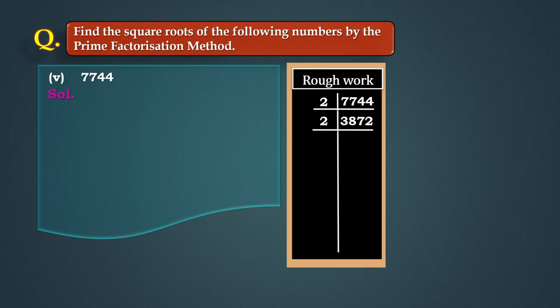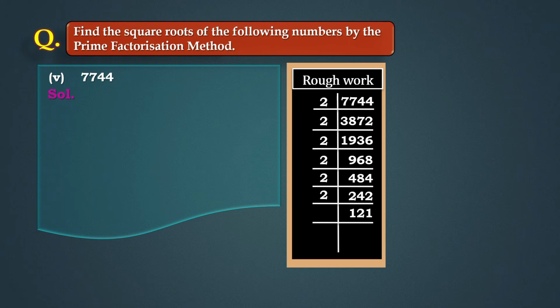3872 divided by 2 gives 1936. 1936 divided by 2 gives 968. 968 divided by 2 gives 484. 484 divided by 2 gives 242. 242 divided by 2 gives 121. Now, 121 is not divisible by 2, so we divide by 11. 121 divided by 11 gives 11. 11 divided by 11 gives 1.